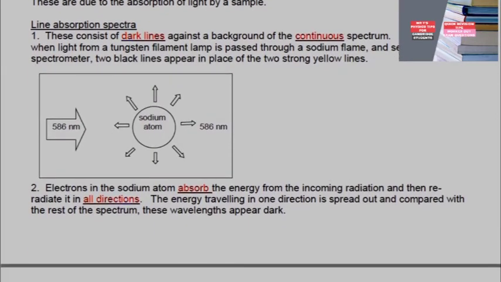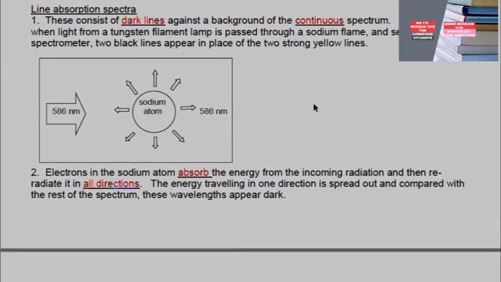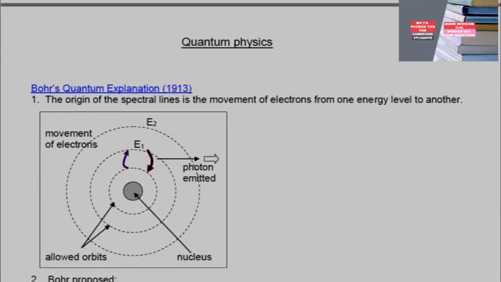We have seen that in the video: dark lines where there was that yellow line, which means sodium absorbs that. So only that wavelength is absorbed in the continuous spectrum that you see. Electrons in the sodium atom absorb the energy from the incoming radiation and then re-radiate it in all directions. The energy traveling in one direction is spread about and compared with the rest of the spectrum. These wavelengths appear dark. Now let's look at Bohr's quantum explanation of this.